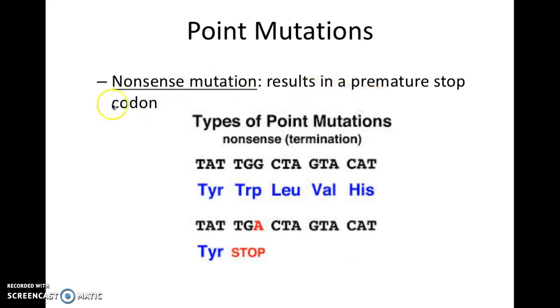Nonsense is when you have a premature stop codon. Here, instead of having TGG for tryptophan, if I change the G to an A, that leads to a stop codon. So when you think about it, if this had so many more codons and a bazillion more amino acids, that would be truncated too. How well is this protein going to work?